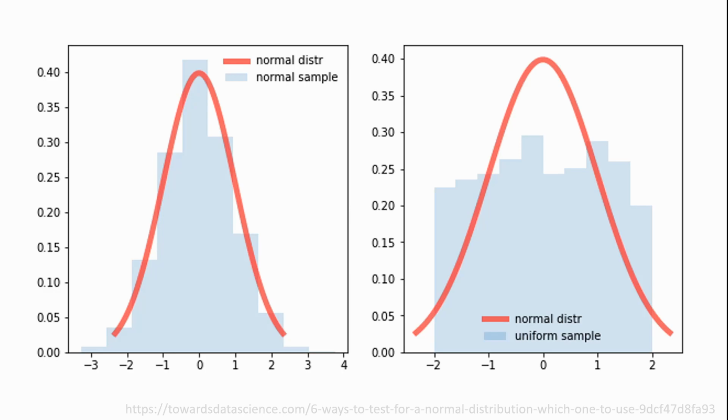Contrast this to the graph on the right, which shows a more uniform distribution of the blue bars. You can see that the bars and the red curve don't really match, because the bars are displaying a uniform distribution where responses were sort of spread equally over all possible values.